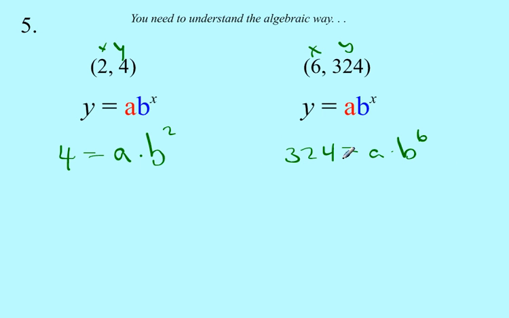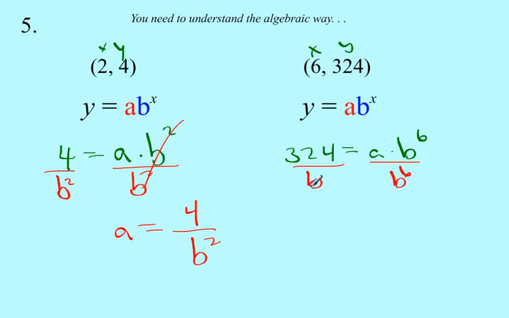So let's solve them both for one of the letters, just like we'd solve them both for y, let's say. In this case, I'm going to solve them both for a because that looks like the easiest one. So if I divide by b squared, I get a equals 4 over b squared. Over here, if I divide by b to the 6th, I get a equals this mess right here. So 324 divided by b to the 6th.